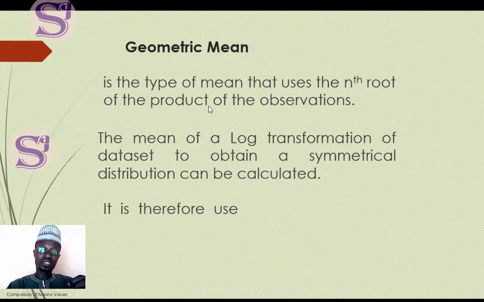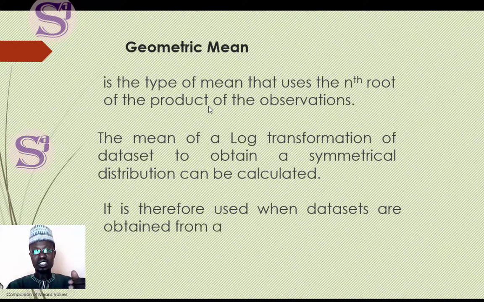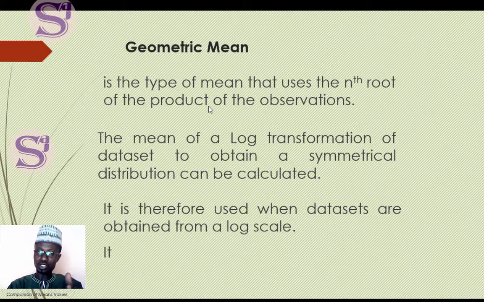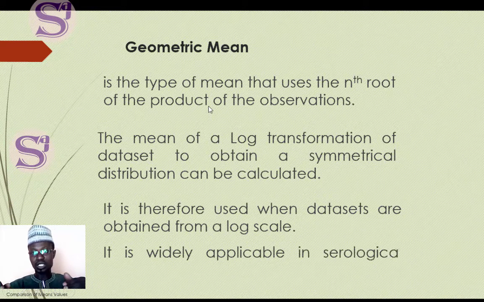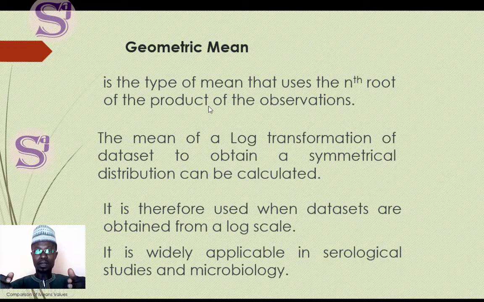So when data are obtained from a log scale, the geometric mean is more suitable to determine the central position of the mean. The geometric mean is mostly applicable in serological studies or in microbiology, in microbial growth determination. These are areas where the geometric mean is very good in application. Unlike the harmonic mean, which is suitable in areas like simple pendulum, compound pendulum, projectiles, and verification of Ohm's law.